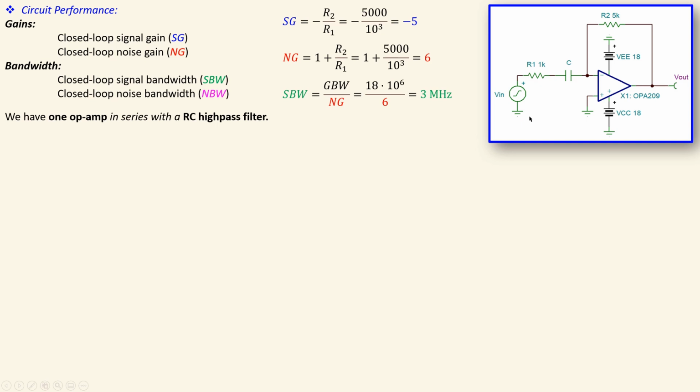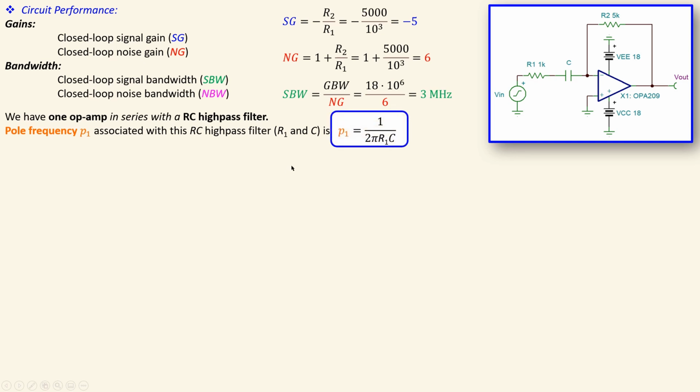Okay, that means we have one part which is the frequency dependent part here in this series part, and we have also the dynamics of the op-amp, which will be determined by the noise gain and the gain bandwidth product. The pole frequency P1 associated with this high pass filter R1 and C is given by this expression. Again, a very familiar formula.